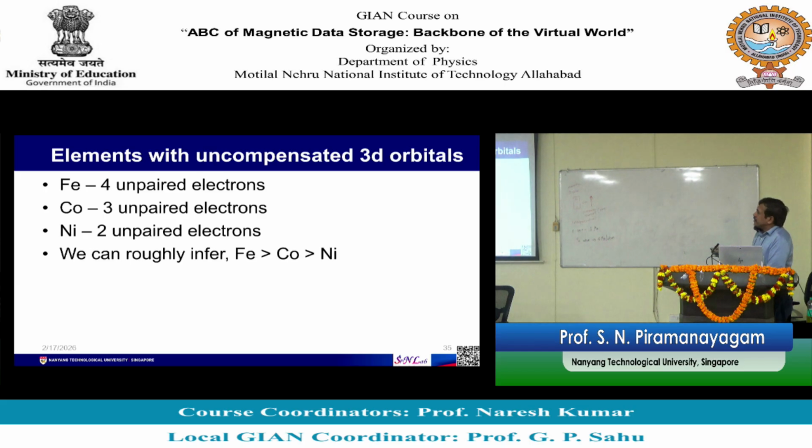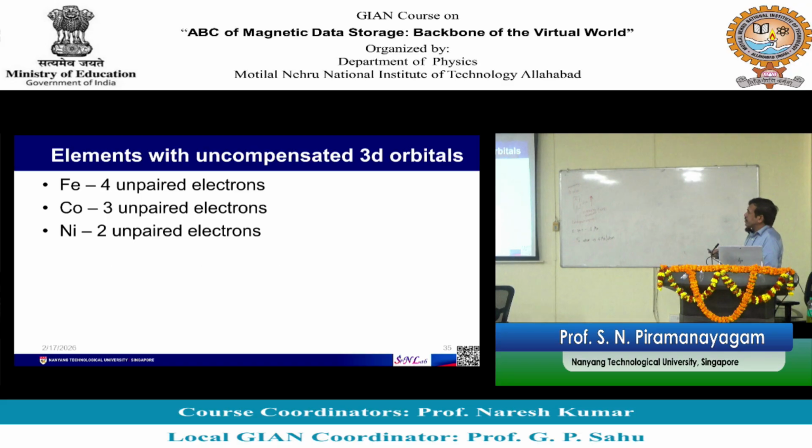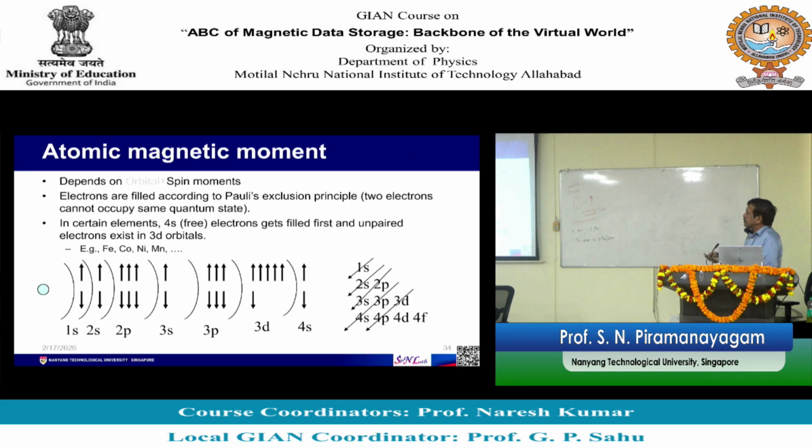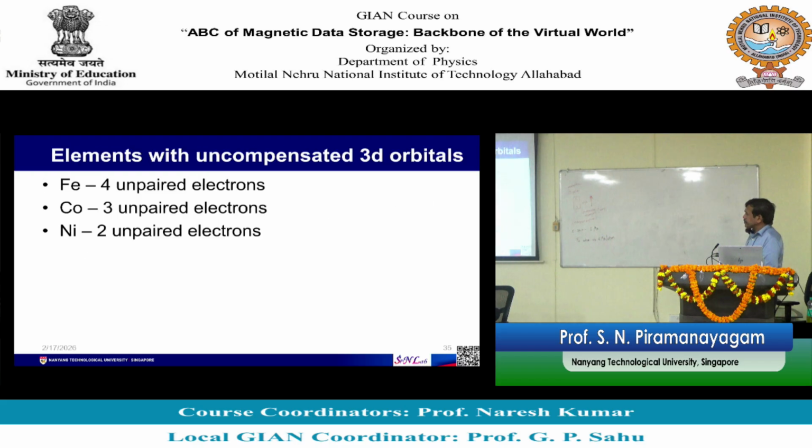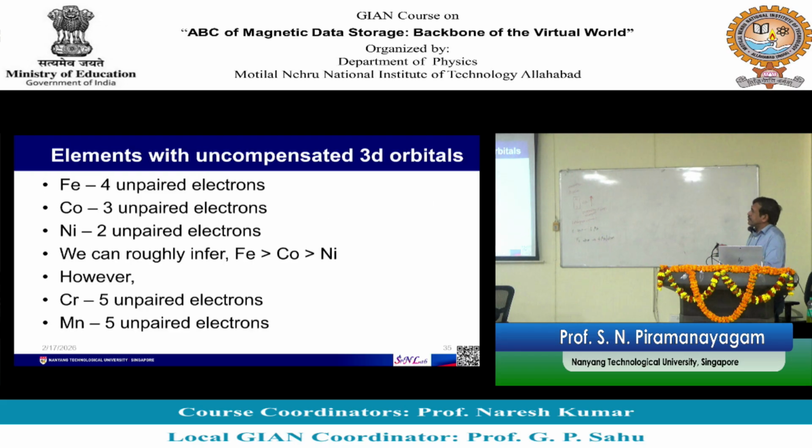But okay, we can also see roughly that iron has more unpaired electrons than cobalt, and cobalt has more unpaired electrons than nickel. So, there is also some other way we can interpret that iron may have better magnetic properties than cobalt and so on. Okay. So, we can roughly infer something just by looking at the unpaired electrons in the atom. Okay. But it is not that simple.